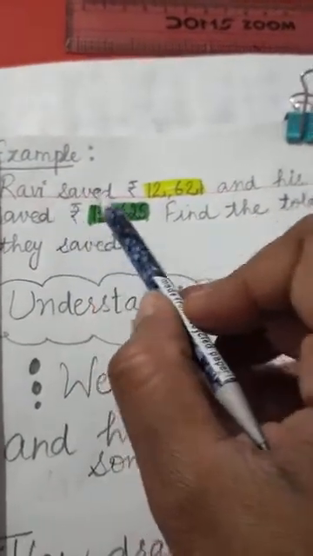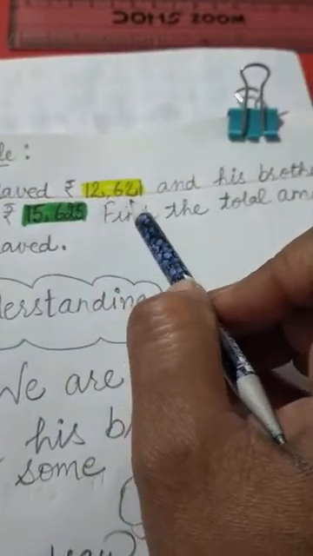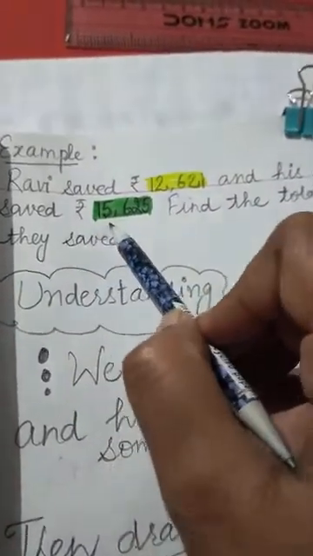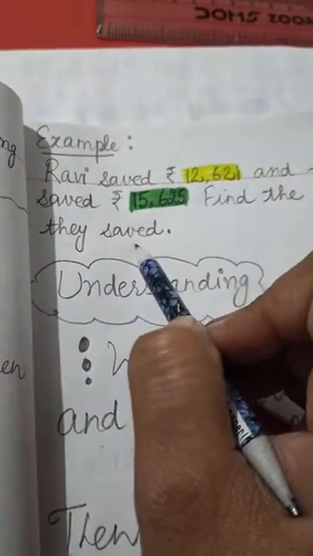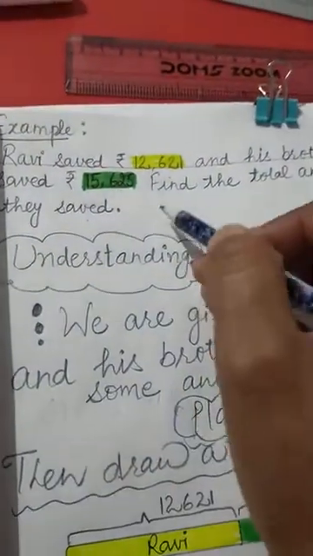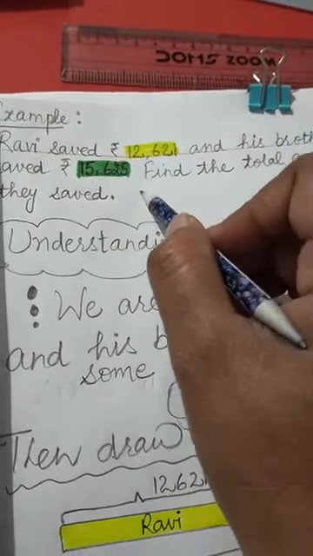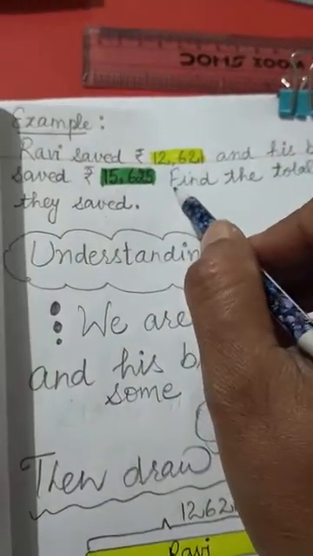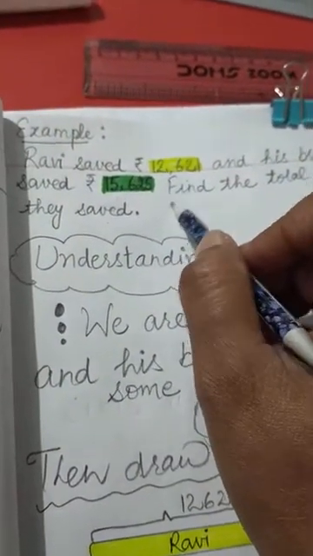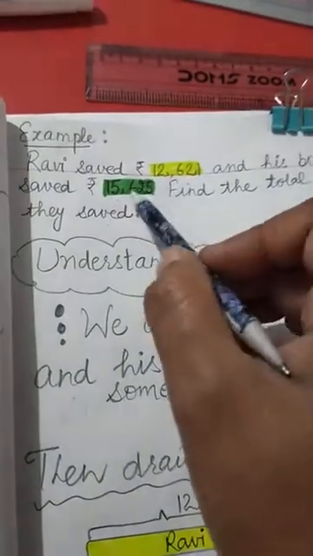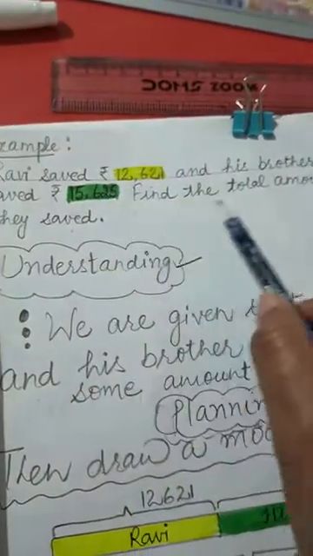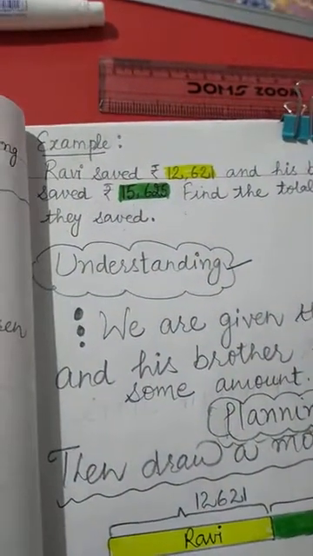Ravi saved rupees 12,621 and his brother saved rupees 15,625. Now find the total amount they saved. Whenever a statement sum or any word problem is given to you, what should be the first step that must be done by you? That is understanding. First of all, read the statement carefully and try to understand it.